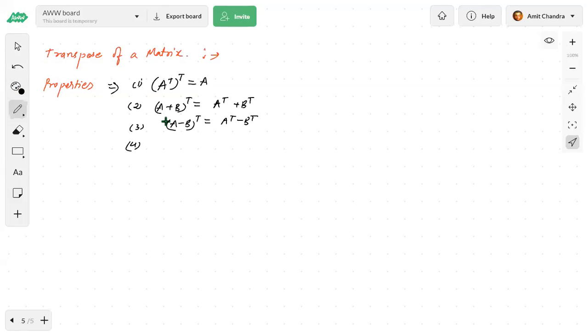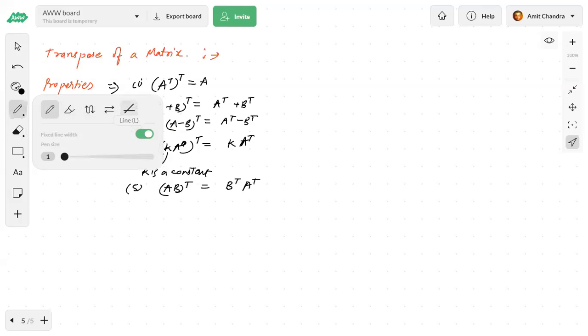Fourth property is the transpose of K into A, where K is a constant scalar value, which is equal to K into A transpose. The constant will come outside, and you simply get the constant outside and the transpose of the matrix. Fifth, the transpose of A B is equal to B transpose into A transpose. This we have already seen. Okay, fine. So these properties we have already seen, right?